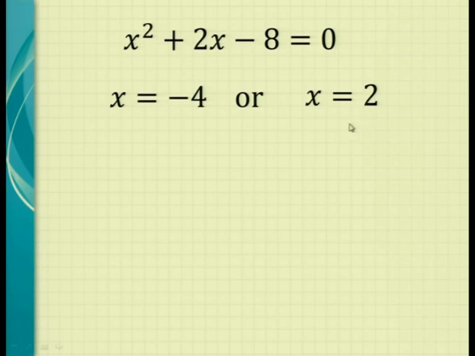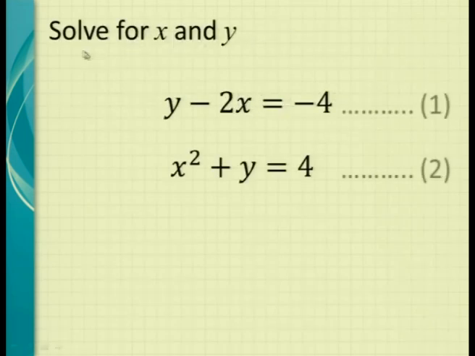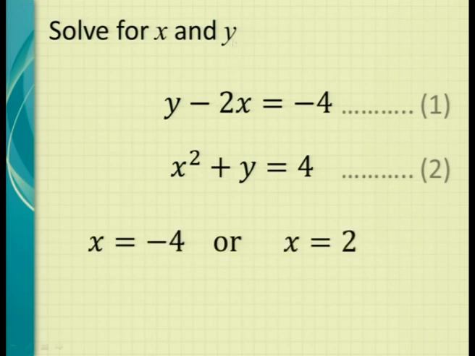Is this the answer? No, this is not the answer. Why not? Because it said solve for x and y. What did we solve? We found two values for x. We said, okay, we've got x is minus 4 or we've got x equals 2. What do we need to do? We need to now go and substitute these values for x.